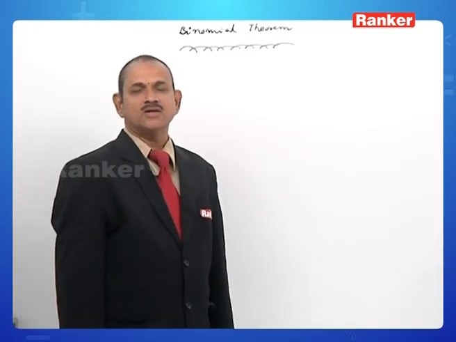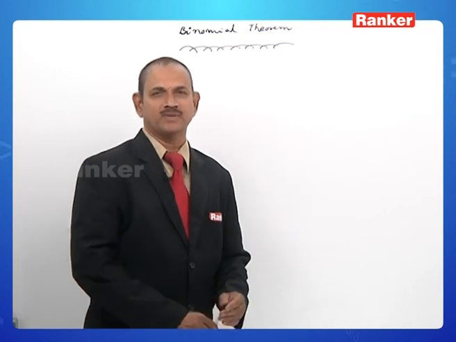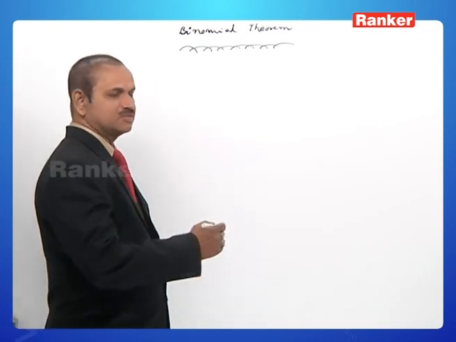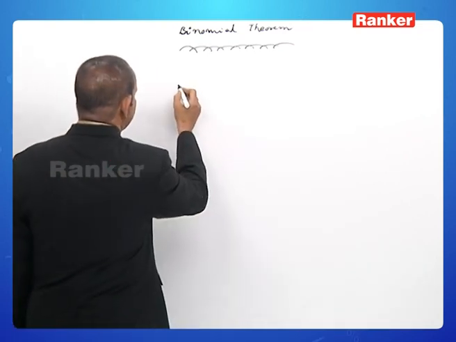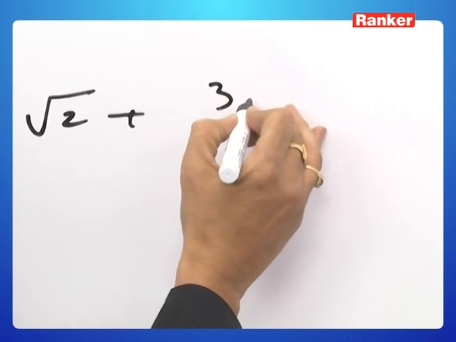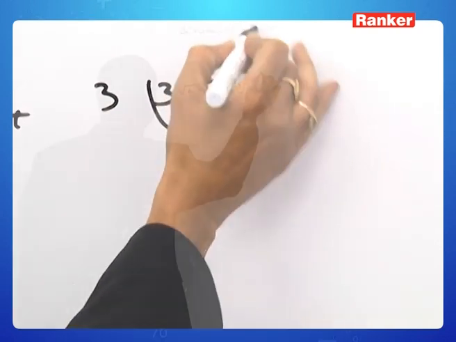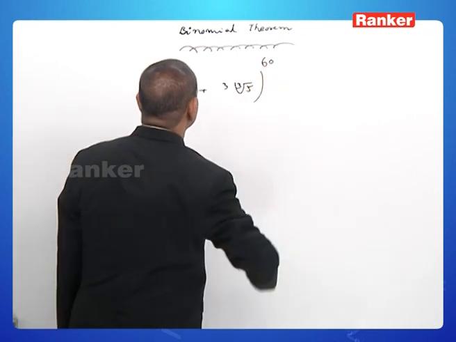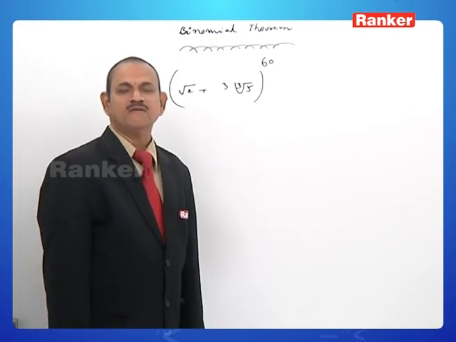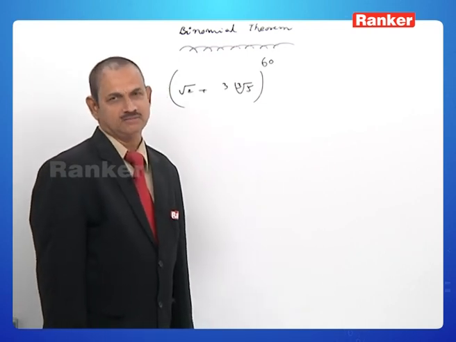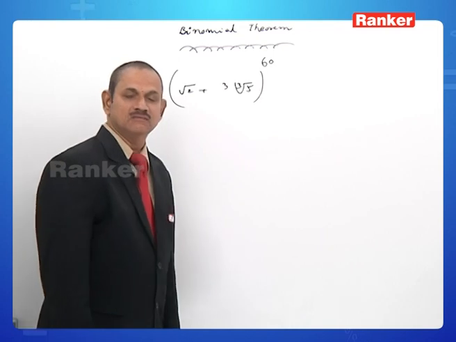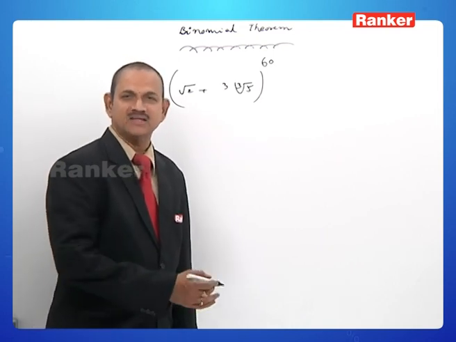In this session, we shall go through some more special features in the binomial theorem. In that aspect, let us observe this problem. Observe the expansion of root 2 plus 3 into cube root of 5, whole to the power of 60. You are asked to find the number of integral terms in this expansion. How to do that? Let us first observe the theoretical part behind the procedure.